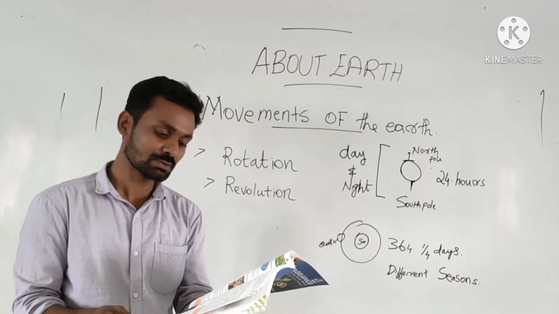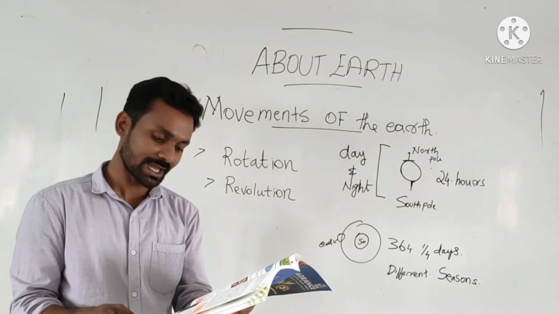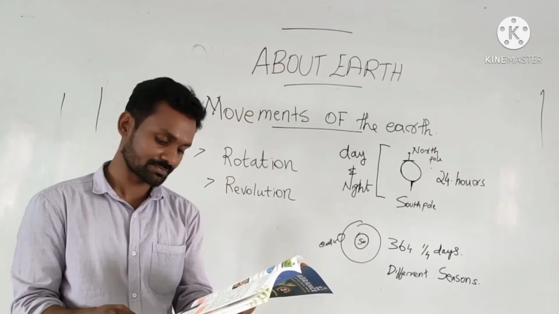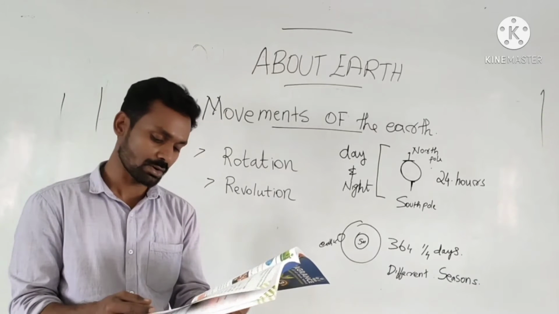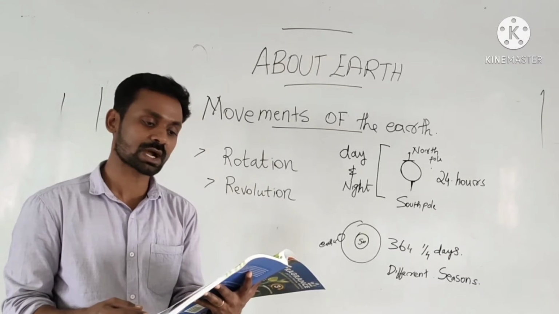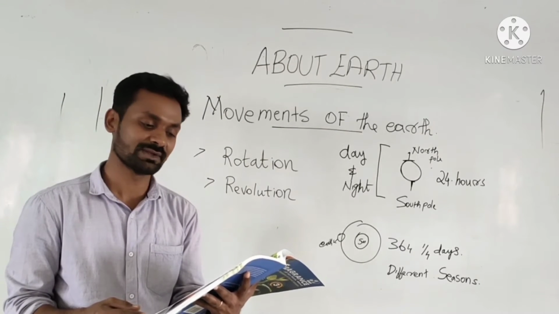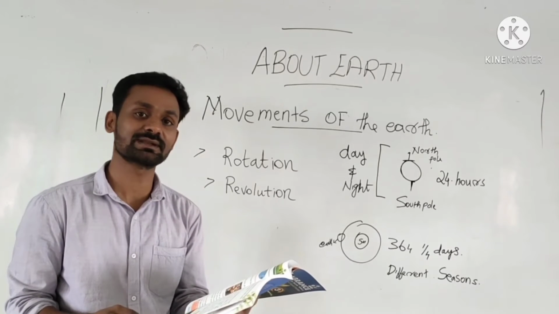The Earth also moves around the sun. It moves around the sun along a fixed orbit. This movement is called revolution. It takes about 365 1/4 days to complete one revolution. The revolution of the Earth causes different seasons.